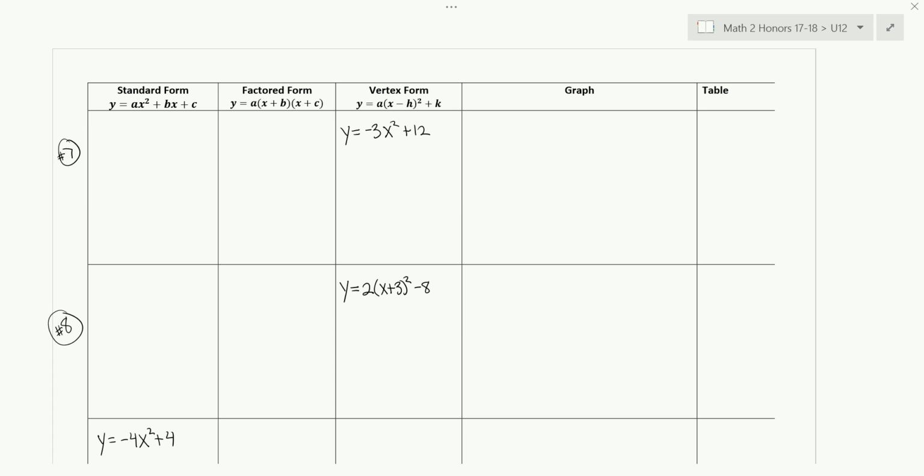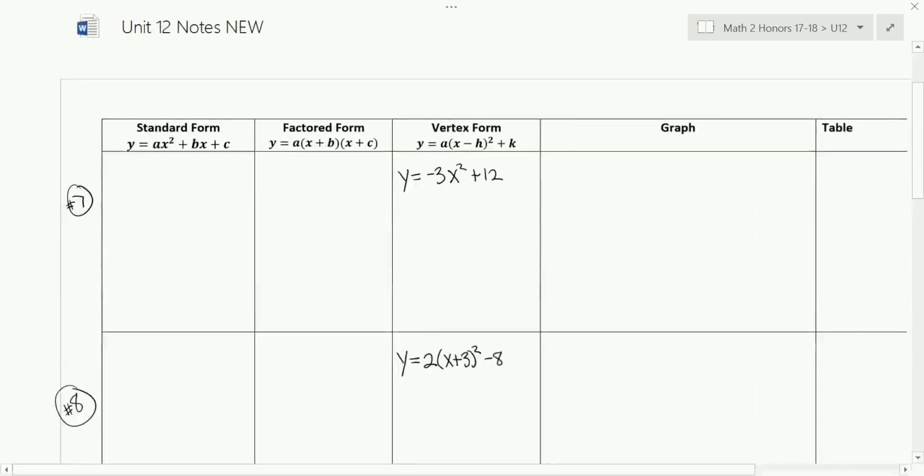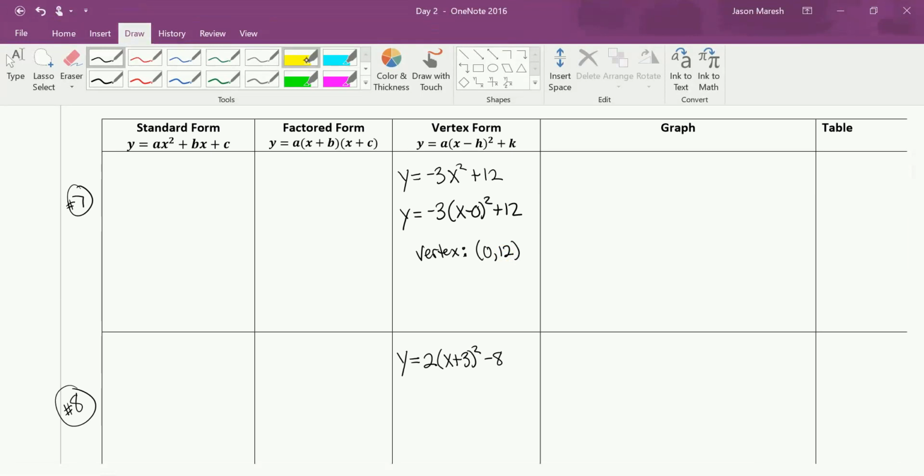So 7, now we start with vertex form. We've got to find all the other pieces. If it helps, you can also write this as -3 in parentheses (x minus 0) squared plus 12. It's the same thing. x minus 0 is the same as x. But by writing it that way, it may be helpful to you to see what the vertex is. What is that vertex? Good.